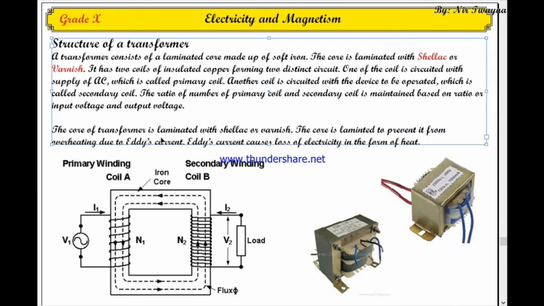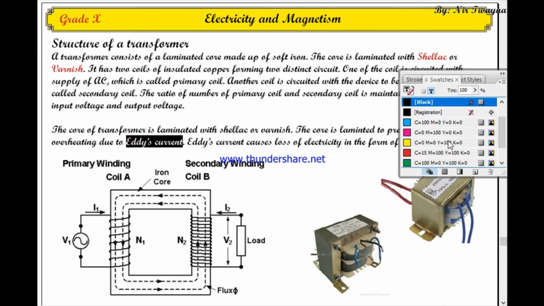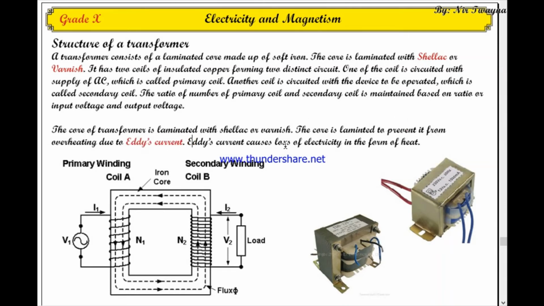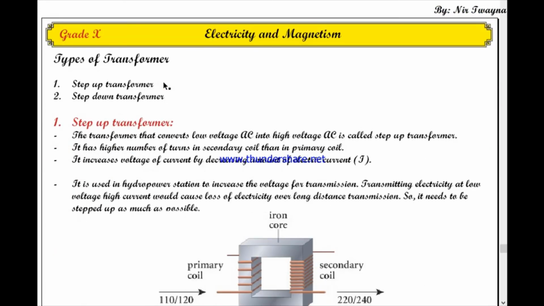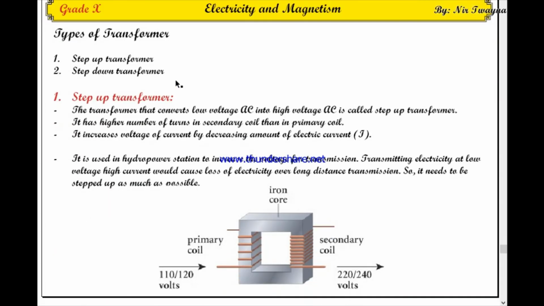The core of transformer is laminated with shellac or varnish. The core is laminated to prevent it from overheating due to eddy current. Eddy current causes loss of electricity in the form of heat. Any confusion up to here? Okay, if there is no confusion, then we should go to types of transformer. This we have already discussed, isn't it?